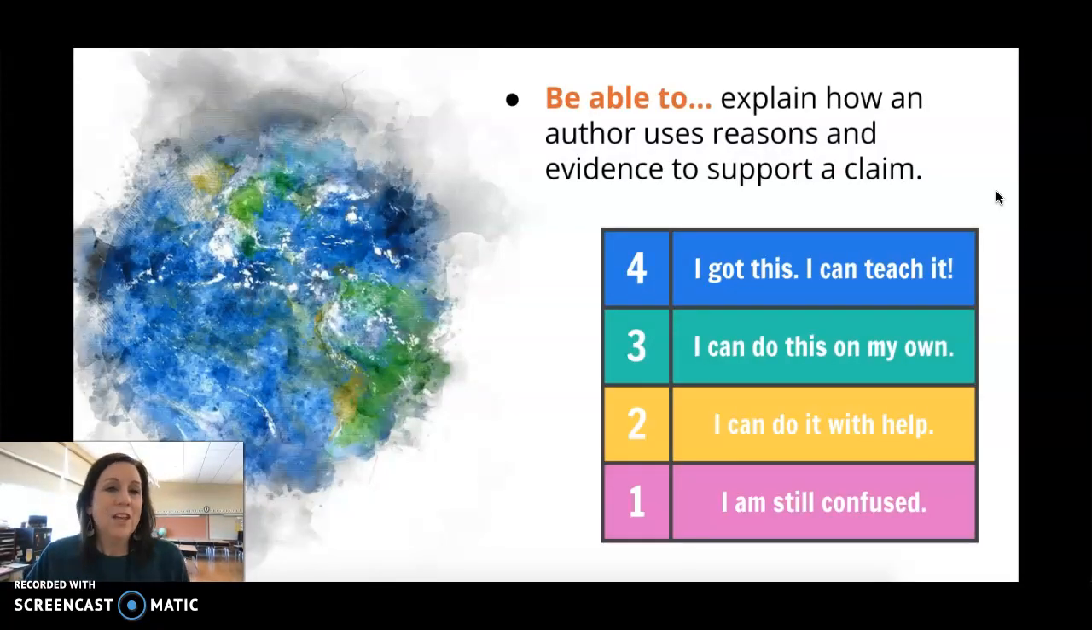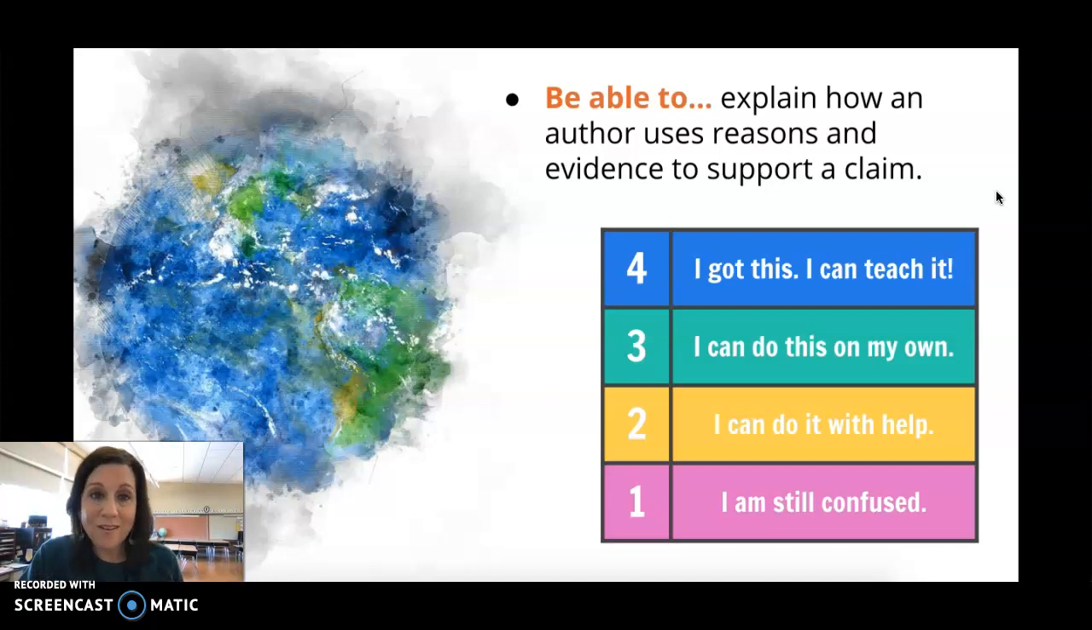So you were asked before, or we talked about our focus. Our focus is I will be able to explain how an author uses reasons and evidence to support a claim. Okay. So it sounds fancy, but you're basically looking at how the author uses reasons from their text to support their opinion. All right?